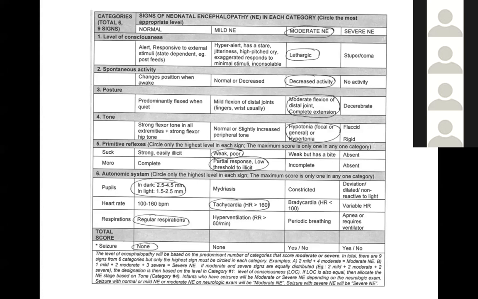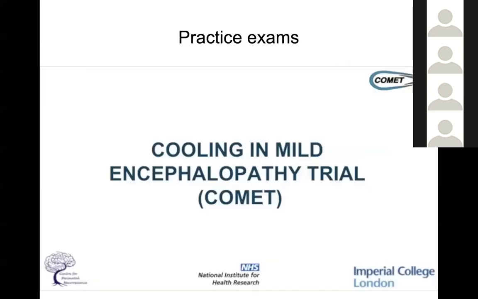So the predominant category is moderate. So you classify this baby as having moderate encephalopathy, and this baby does not have seizures. So this is how you do the classification.